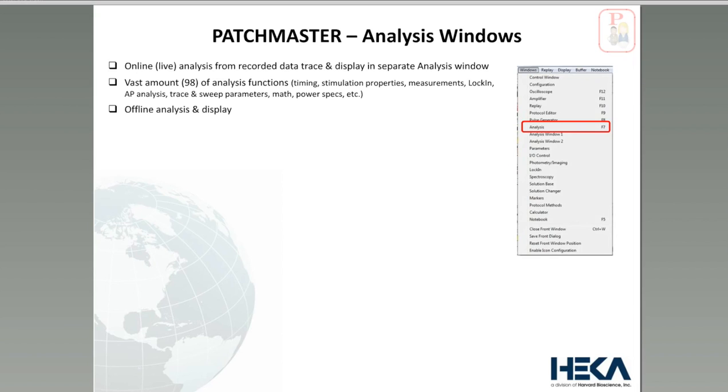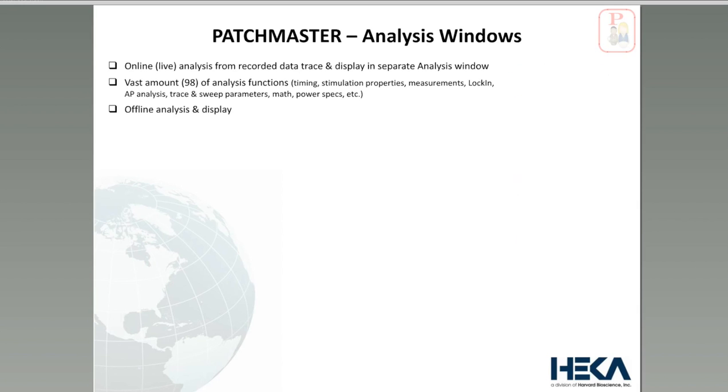You open up the analysis window by pressing F7. Important to note here: if you look on the right-hand side, there is a little window underneath the analysis window that says Analysis Window 1 and Analysis Window 2. These are actually the display windows of the analysis. So if you do an online analysis, to see it, you would have to open up the analysis window as well.